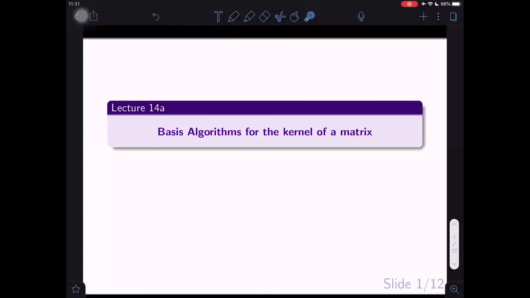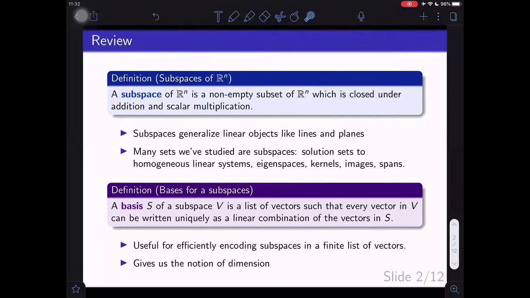Welcome to Lecture 14a, Basis Algorithms for the Kernel of a Matrix. We've been talking about subspaces and bases for those subspaces. A subspace is a non-empty subset which is closed under addition and also closed under scalar multiplication. Subspaces generalize linear objects that we can see, like lines and planes, to higher dimension.